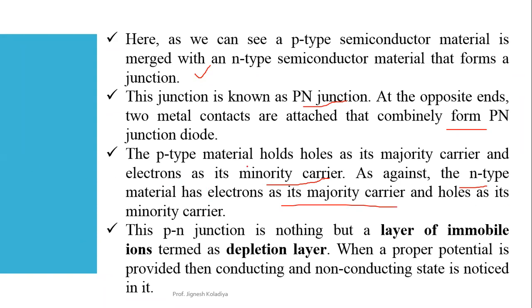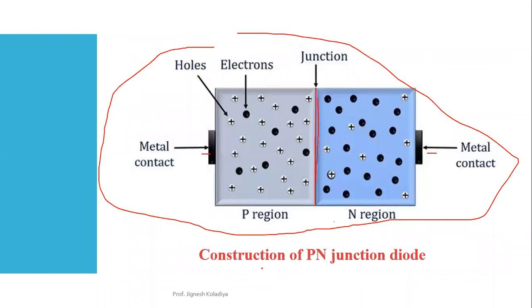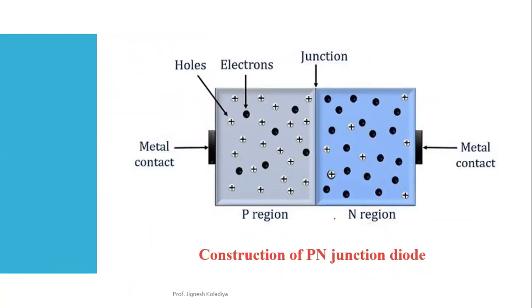Now PN junction is nothing but the layer of immobile ions, which is known as depletion region or depletion layer. So here we have immobile ions. So what are immobile ions? Let me tell you one thing. See, normally what happens in the n region, we have a number of electrons, right?